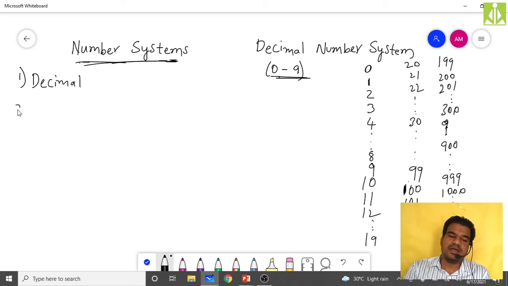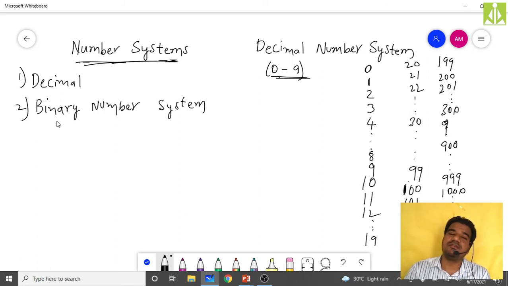Okay. Then we have the second one, the binary number system. So what we do in this binary number system is, binary means how many? Only 2. Decimal means 10, 0 to 9. Now binary means only 2. So only 2 digits we are going to have in order to represent all the numbers from 0 to infinity.